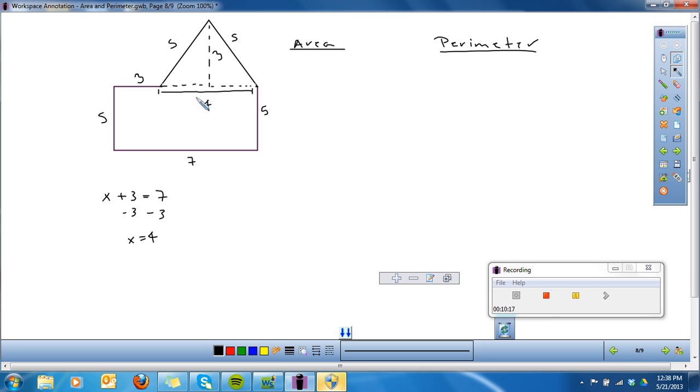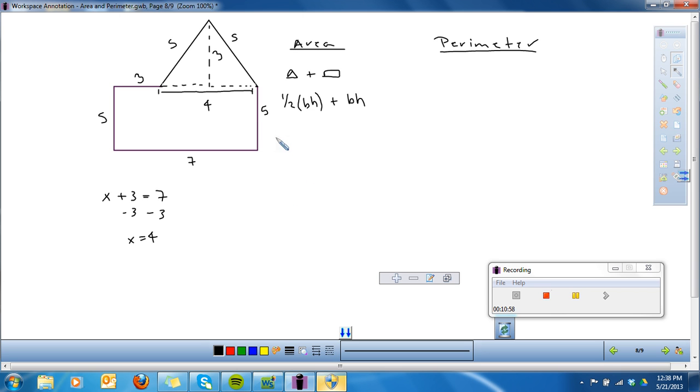Now, in order to find the area of this triangle, we need to know the base, which is 4, and we need to know the height, which is 3. So that works. In order to find the area of this rectangle, we need to know the base and the height. We have both. So my area is going to be the area of my triangle plus the area of my rectangle, not square. So let's remind ourselves of our formulas. To find the area of a triangle, we're going to do 1/2 base times height. And to find the area of a rectangle, we're going to do base times height.